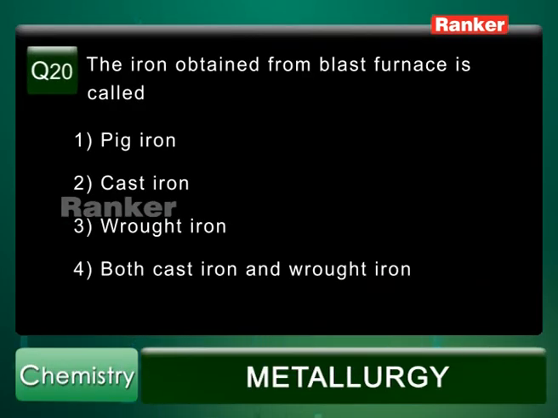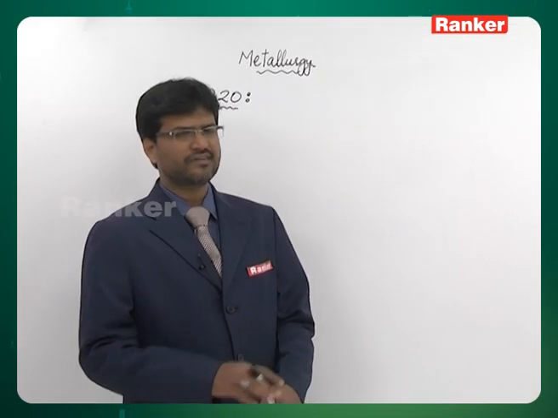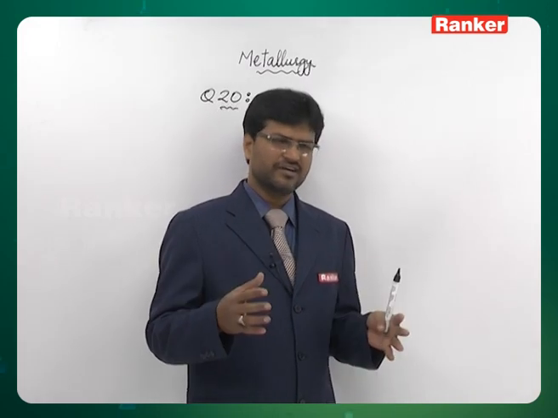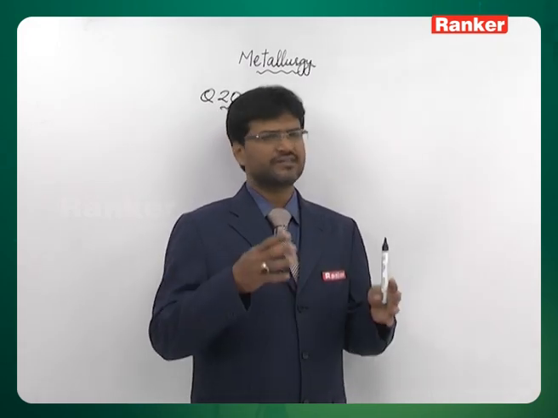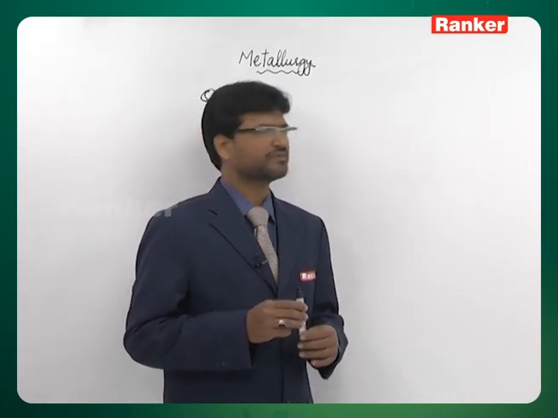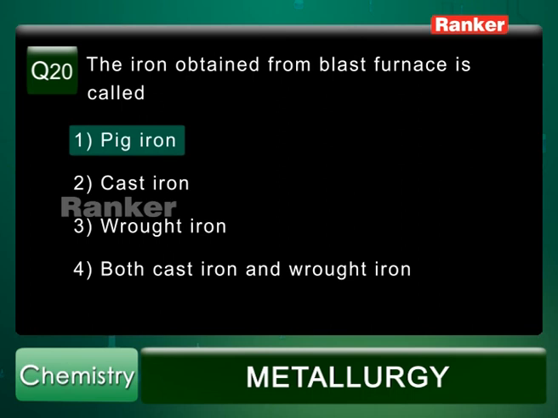Question number 20. The iron obtained from blast furnace is called: first option pig iron, second option cast iron, third option wrought iron, and fourth option both cast iron and wrought iron. The correct answer is pig iron. The molten iron, when it comes out from the blast furnace, is filled in some containers, and those are called pigs. That's why the term pig iron is used. So the correct answer is first option.